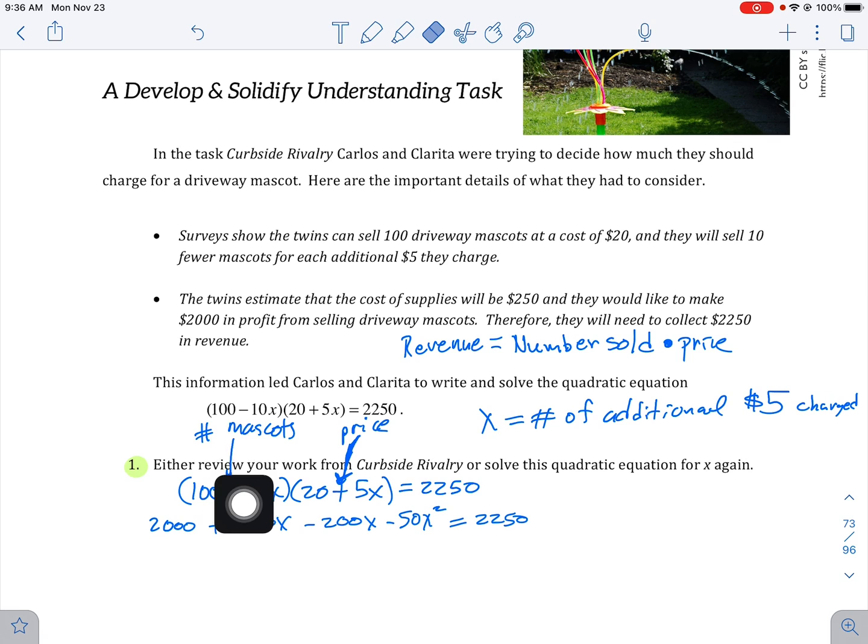And in the equation, 100 minus 10x, that's the number of mascots, and x is the number of times they increase the price by $5. The price component is 20 plus 5x. It starts at 20, and x is the number of additional $5 you charged. So 5x is the additional price over $20, and they're setting that equal to $2,250.